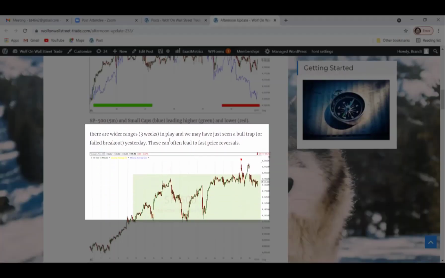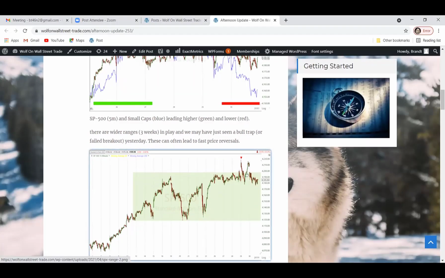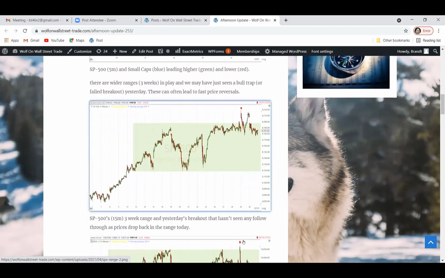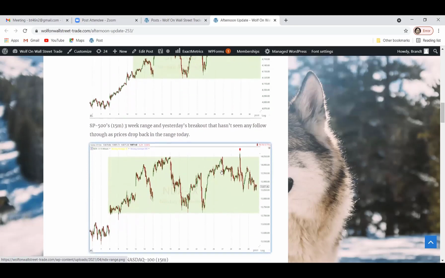So these wider 3-week ranges are in play, and we may have just seen a bull trap right over here in red. In Nasdaq, that was the case. These can often lead to fast reversals, and what we saw with Nasdaq was it just broke through the bottom of this range. I kind of expected it would move to the bottom of the range. It just sliced right through it Monday morning. Here's Nasdaq. Here's that little false breakout or head fake, whatever you want to call it.